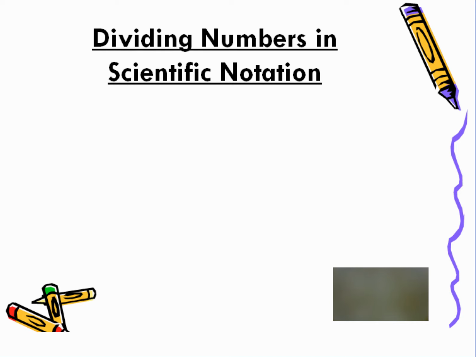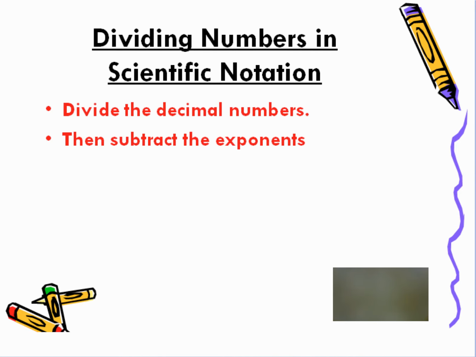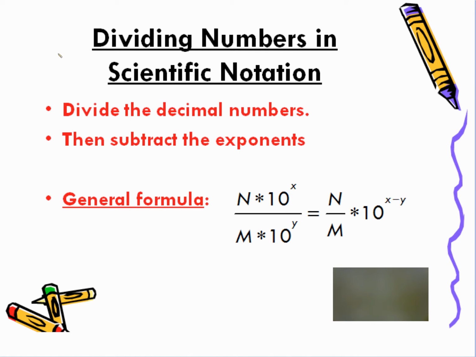Now for dividing numbers in scientific notation, first you divide the decimal numbers, then you subtract the exponents. So the formula here, if you have this number in scientific notation being divided by this number in scientific notation, you would divide the n and the m, and then it'd be times 10, and since they both have a base of 10 in division, we would subtract x minus y, which is how you get this.